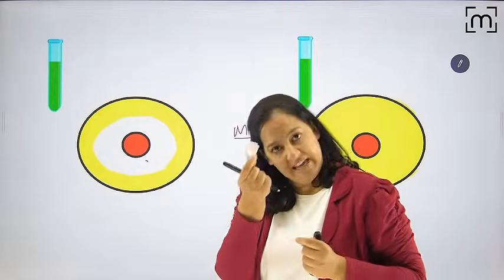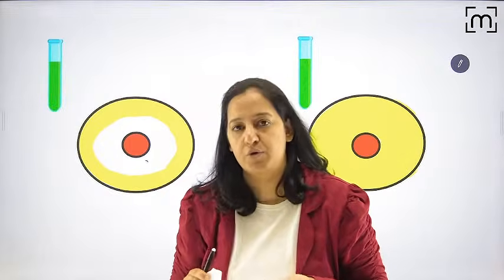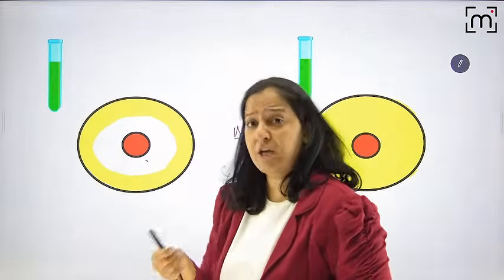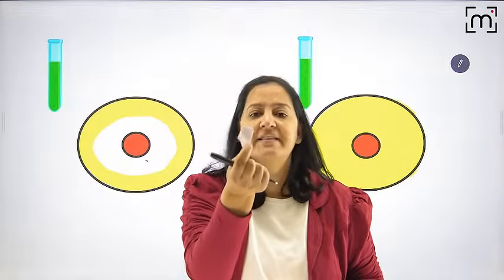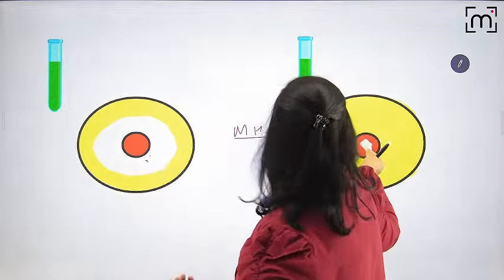Take a filter paper, cut it in a circular fashion, and dip it in the particular antibiotic you want to test. You want to test penicillin? Dip it in penicillin. You want to test cephalosporin? Dip it in cephalosporin. Whatever specific antibiotic you want to test, like azithromycin, dip the disc, that is the filter paper, in that, and keep it at the center of the agar plate.